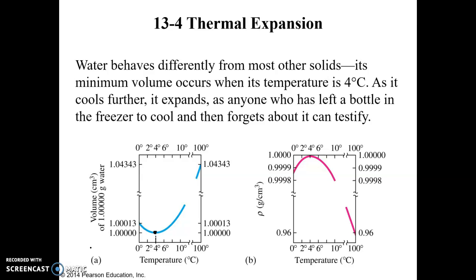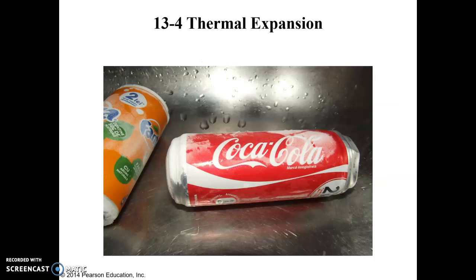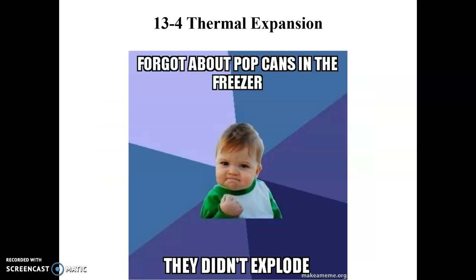So we don't need to get into that in terms of why it happens, but we do need to be aware that it does happen. And you may already be familiar with this, actually, because if you've ever left a can of pop in the freezer and forgotten about it, you may have observed that the liquid inside expands, and in fact will sometimes cause it to explode and burst the can.